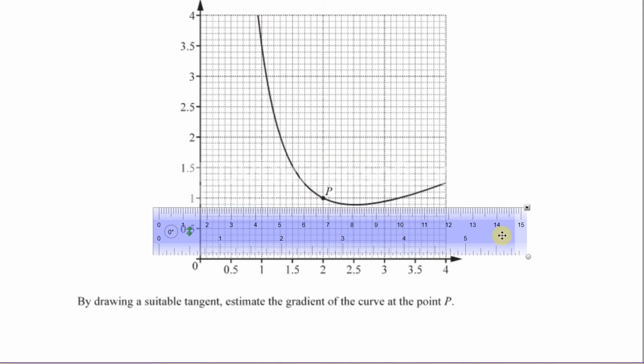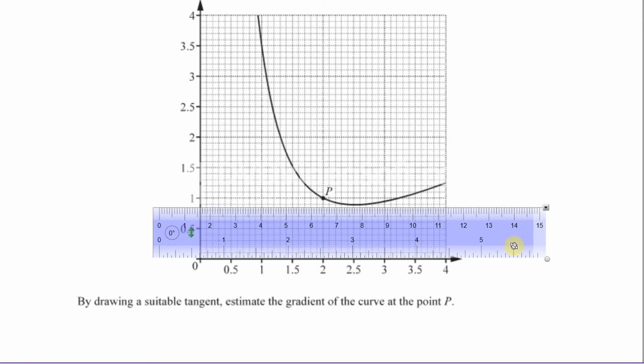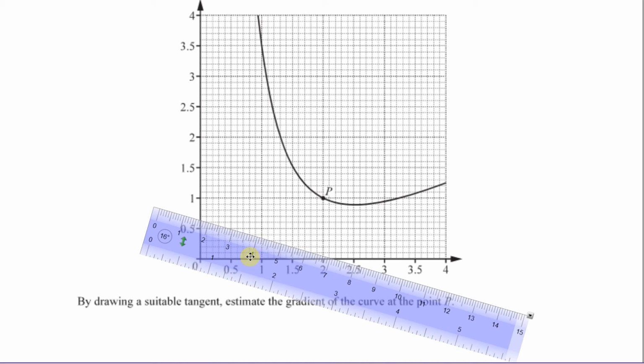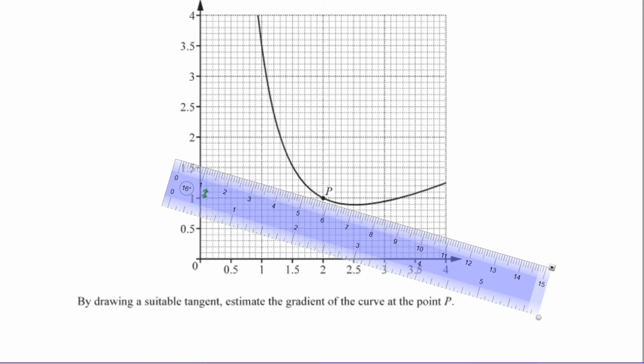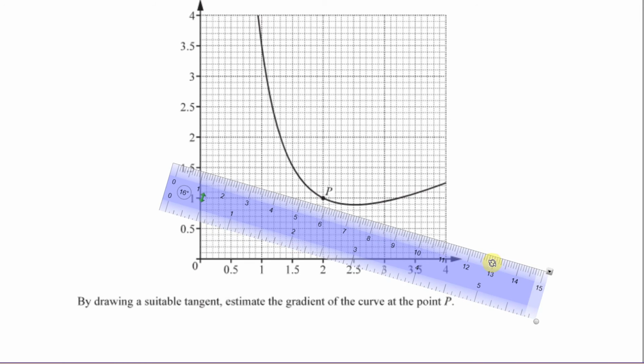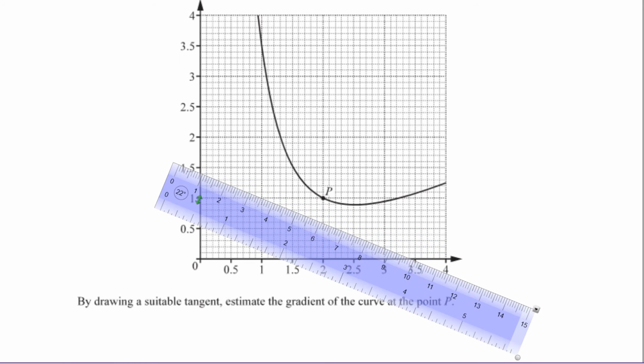put it such that, can I rotate it? Yeah. Such that it touches the curve at the point P. Now that doesn't touch the curve at the point P. It touches the curve about here. We want to rotate it a bit more, so that it's just touching at P.